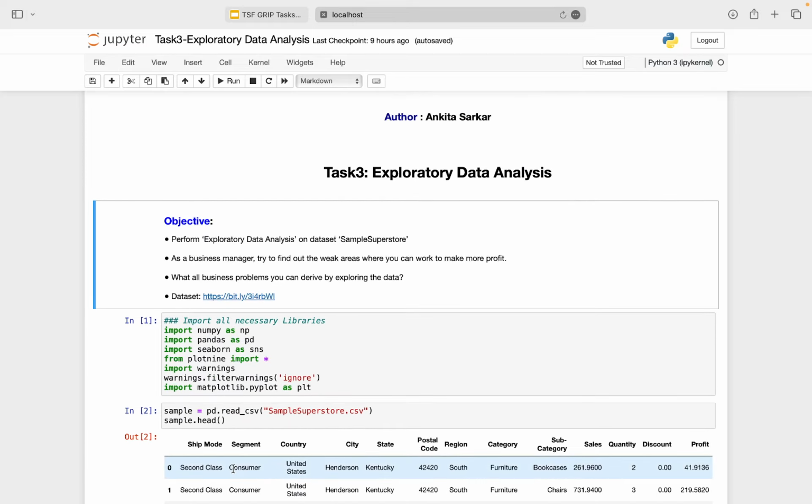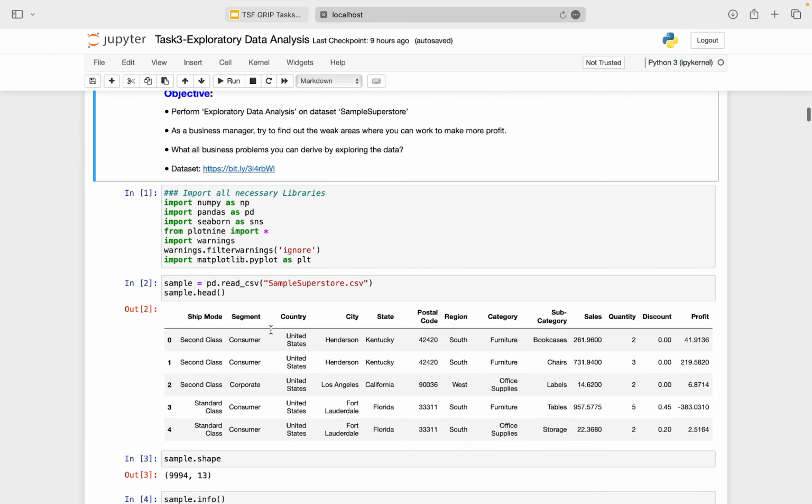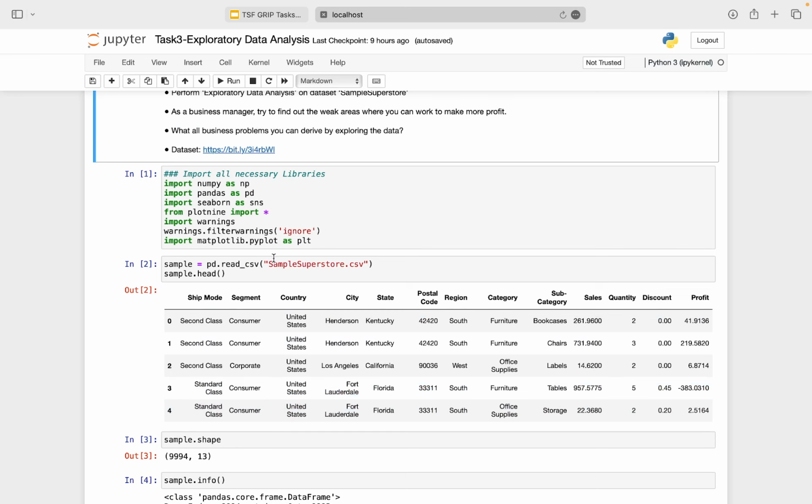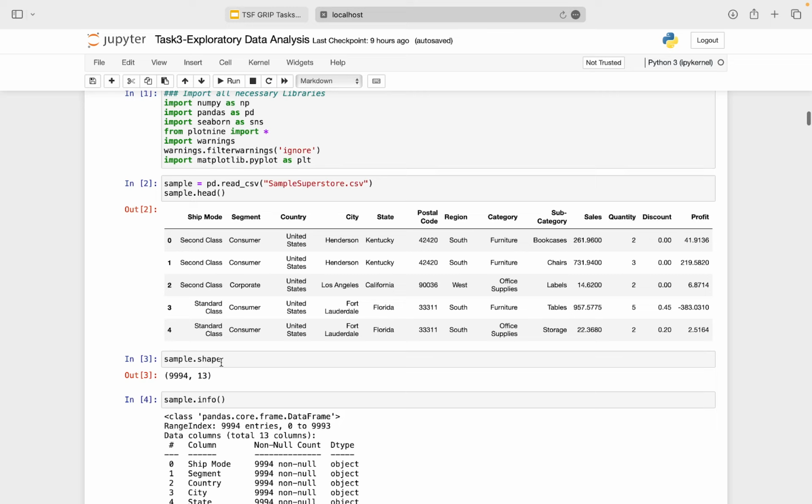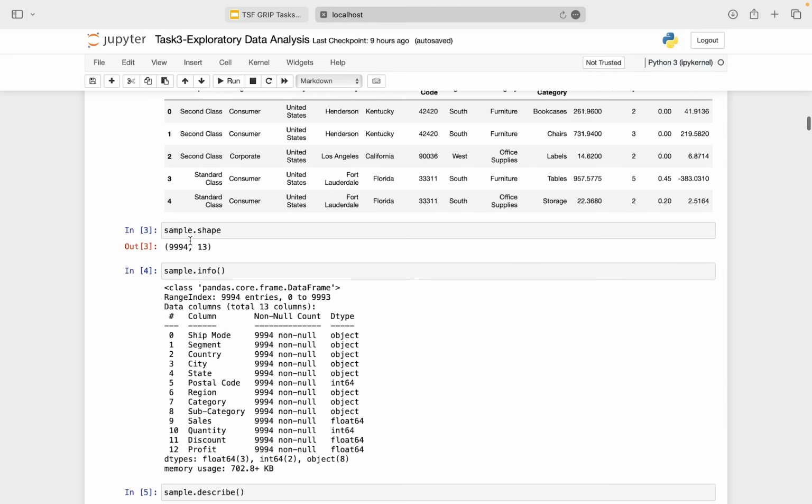Let's dive into it. First of all, I begin by importing the necessary libraries such as NumPy, Pandas, Seaborn, Matplotlib, etc. Then I read the file in CSV format and display the top 5 line entries of the data. Then I find the sample.shape, which gives me that there are 9994 line entries with 13 columns. Then finding the sample info, which tells me the object type and whether it has a null count.